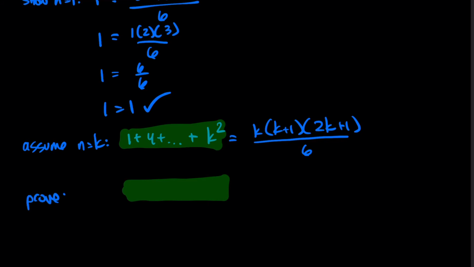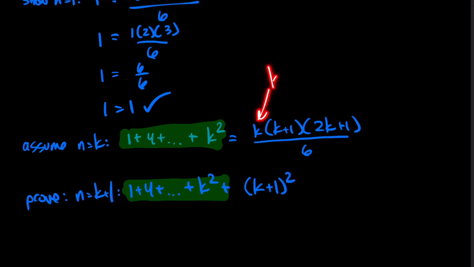Prove this works for n equals k plus 1. So I have 1 plus 4 plus dot, dot, dot, plus k squared plus my next term, which would be k plus 1 squared. The rule is squaring. So if I have to put in a k plus 1, I have to square that. Now here's where it gets a little challenging. Over here, I have to put in a k plus 1. There, there, and there.